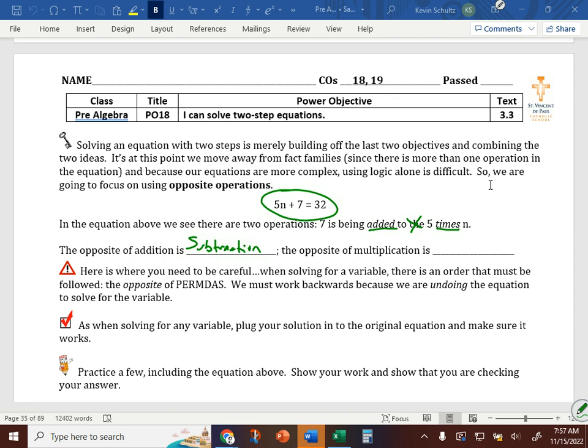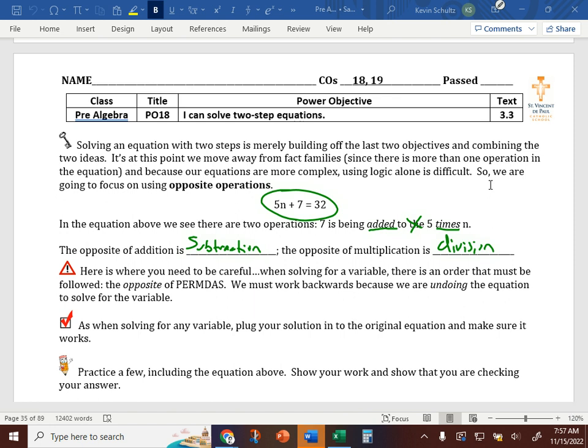The opposite of multiplication is division. Right? And that would be our second step. And that would then bring us to what the value of n is. Okay? So if you understand PO16 and you understand PO17, this isn't really anything new. It's just putting those two things together.